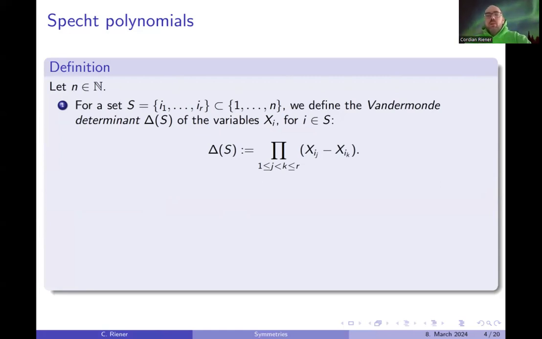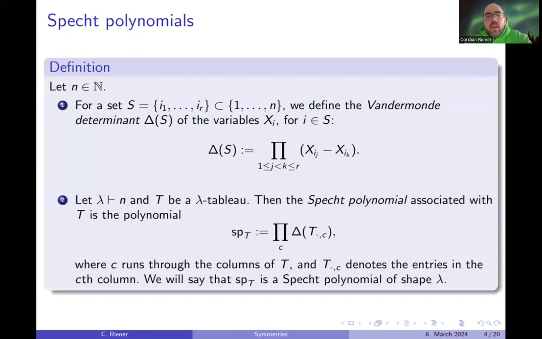This sounds a little bit horrible the way I say it, but it is just the product of these pairwise differences x_ij minus x_ik, where ij and ik are in my set S. So for every finite set of numbers, I get such a polynomial, which I call the Vandermonde determinant associated to the set. If the set is the numbers 1 to n, I get the normal Vandermonde determinant. If the set is any subset of the numbers 1 to n, I get the Vandermonde determinant, if you want, of a minor of the Vandermonde matrix.